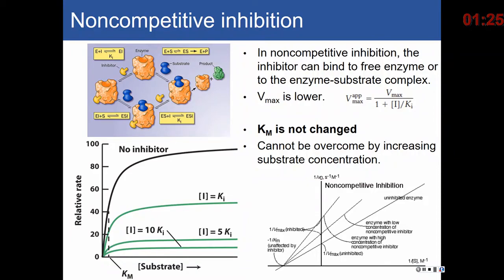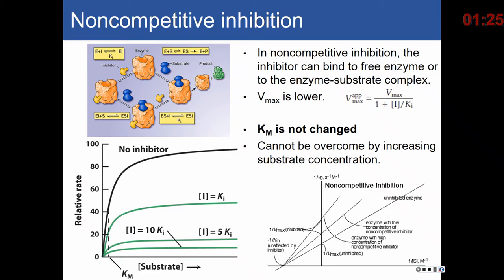So in non-competitive inhibition, you form this interesting complex here that goes back and forth. So again, the inhibitor can bind to free enzyme. Here's your enzyme here. Your inhibitor can bind to free enzyme, or it can bind to the enzyme substrate complex. But the only way that your product is produced is if it only binds to substrate. So that's shown up here.